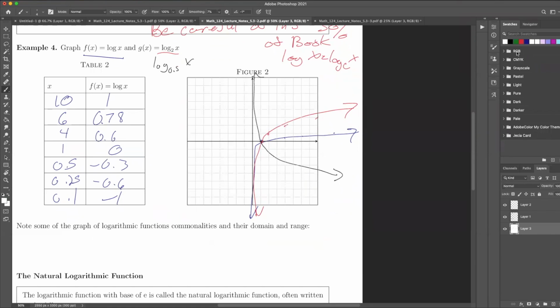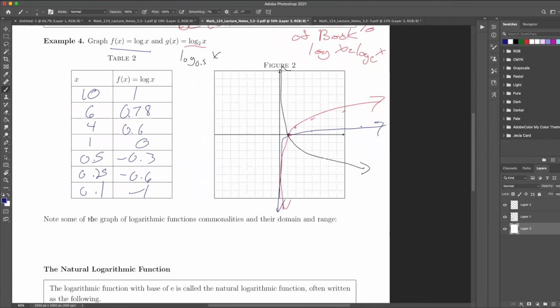All right, so what are some of the common things? Let me write down some very common things amongst all the logs. All the logs have the point 1, 0. Okay, all logs have this point. Kind of like all exponentials have the point 0, 1. The domain is always the same. It's from 0 to infinity. So we can't include 0.